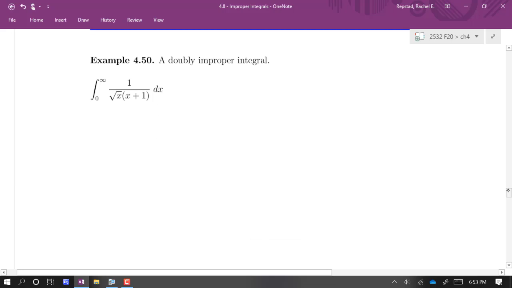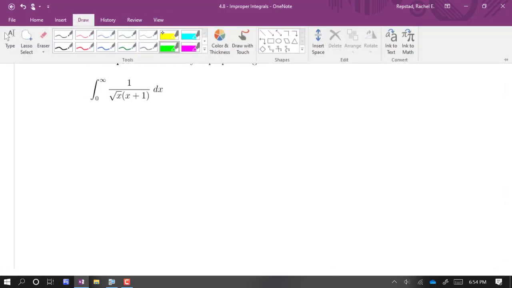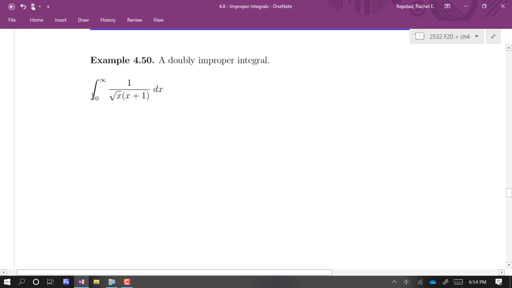All right, let's try another one. So the introduction here says that it's doubly improper. So let's figure out why. One reason it's improper jumps right out. It's got an infinite limit, right? We're integrating from 0 to infinity. So I know that's going to be an issue. But the other problem is that there's an infinite discontinuity at 0. And of course, then there's the infinite limit.